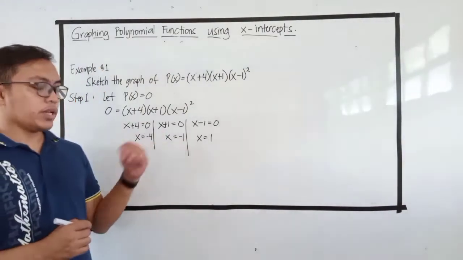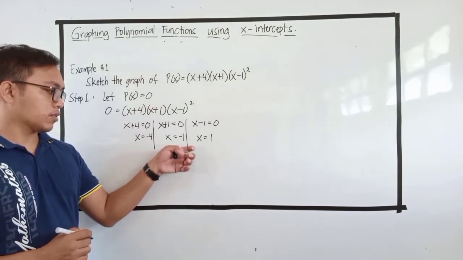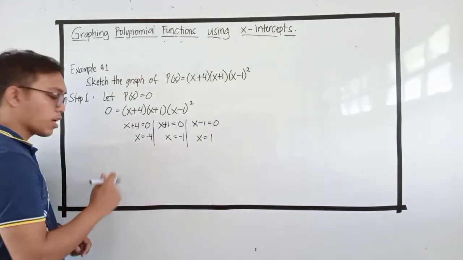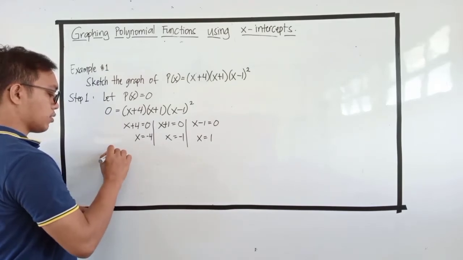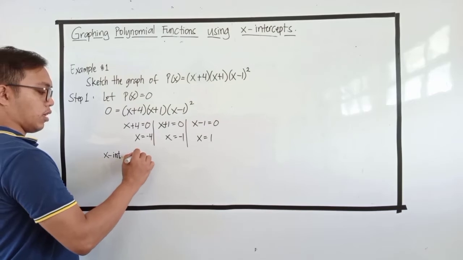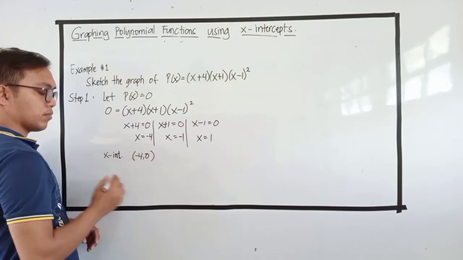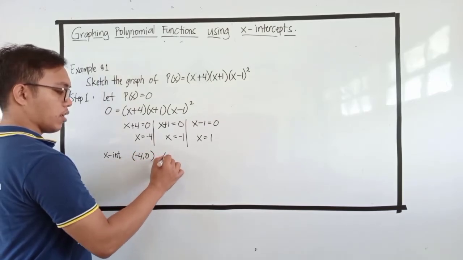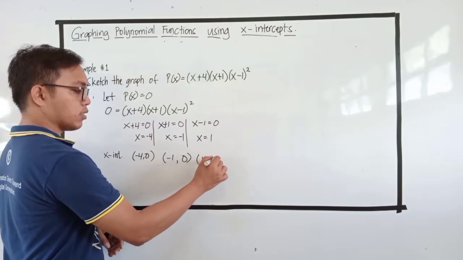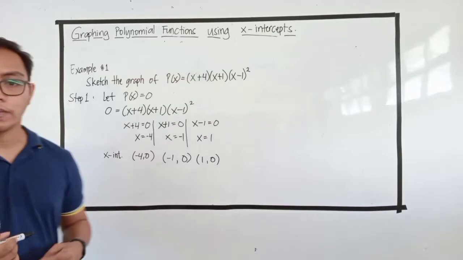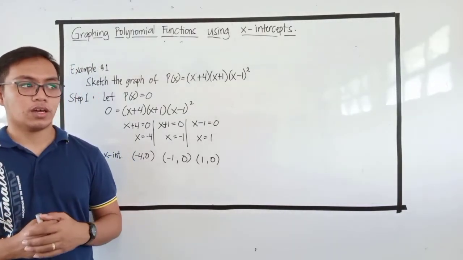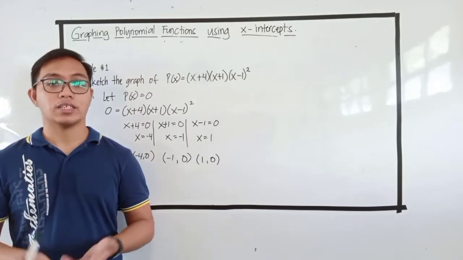Notice, we already have the values of x. What will be the x-intercepts? The x-intercepts are (negative 4, 0), (negative 1, 0), and (1, 0). By using these points, we can start sketching the graph.